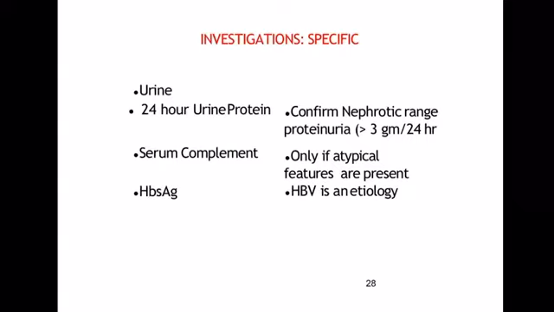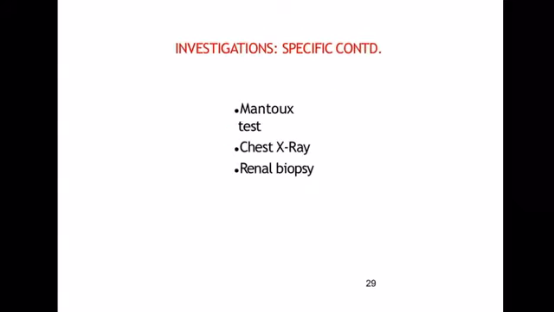Next is serum complement level. It is done only if atypical features are present. Next is HBsAg, HIV. If any other etiology is present, we have to go for that. Next, Mantoux test to rule out tuberculosis. Next is chest X-ray, to see whether pleural effusion is present or not. We have to rule this out, so we have to do chest X-ray.